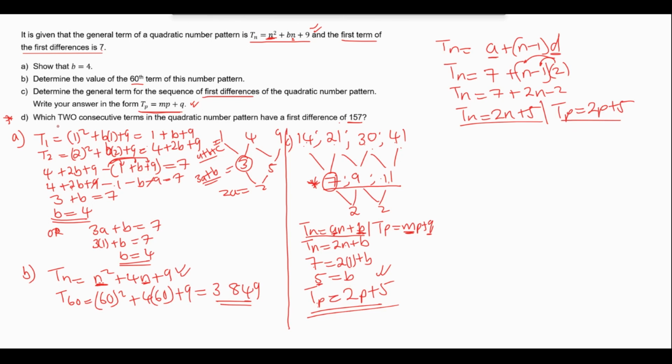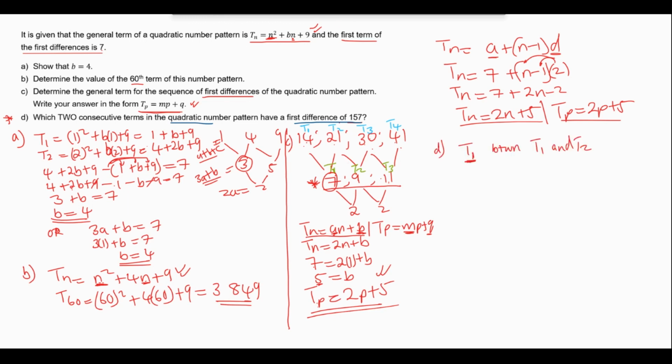Right, D, I want us to discuss this. Which two consecutive terms in the quadratic number pattern have the first difference of 157? I want us to look at the relationship between the quadratic number pattern and the first differences. Here we have T1, T2, T3, T4. And when we come to the first differences, this is T1, this is T2, this is T3. Now, what do you see here?